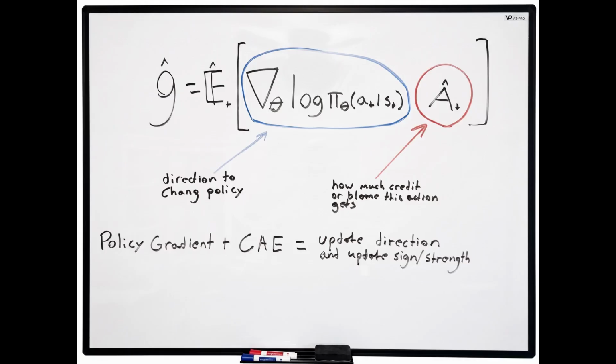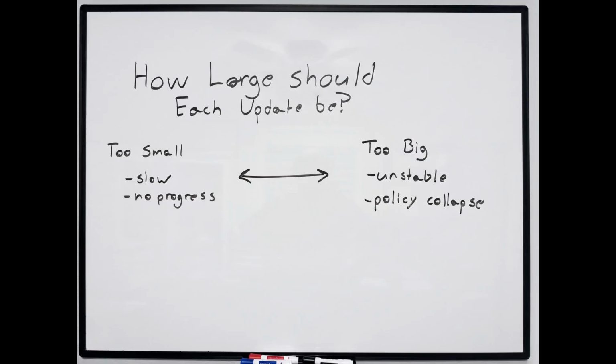But policy gradients and GAE alone don't answer the next question, which is how large of an update should we make to the policy? If the update is too small, then learning is slow. But if the update is too large, then the policy can change too much and it can collapse. PPO is what solves that problem.